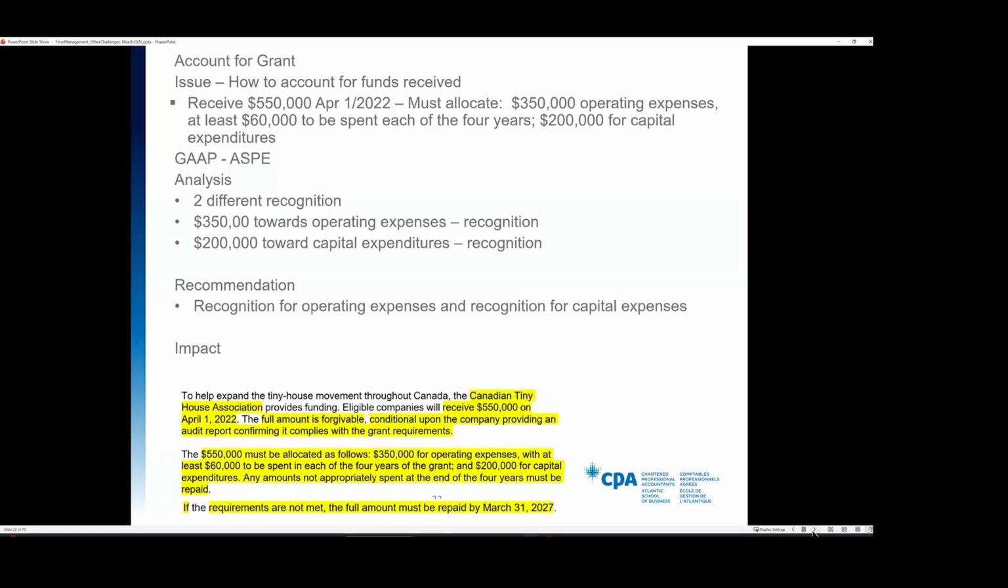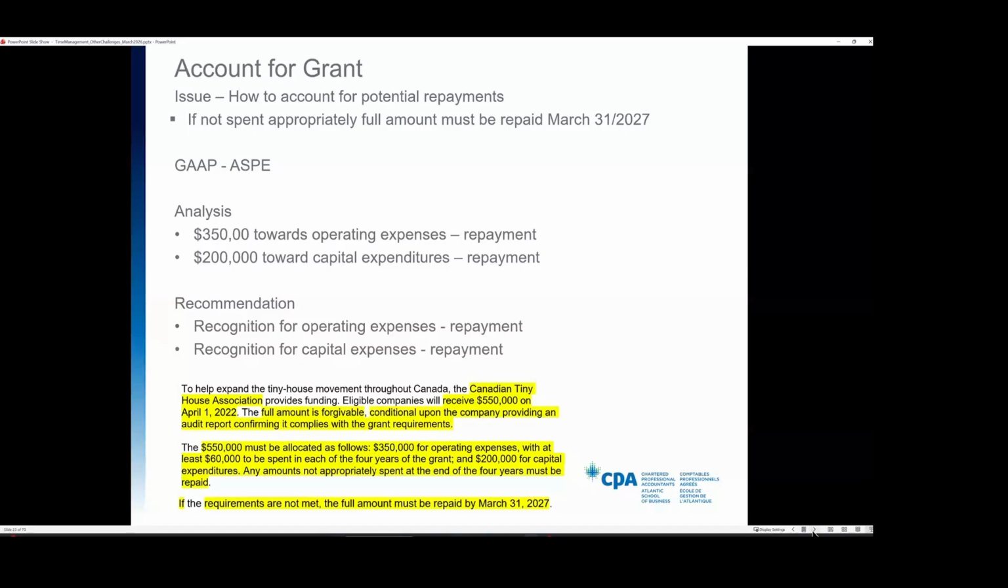So this is becoming very complex. I can't lump all of this together. So how to account for the funds received is going to be one of my financial reporting issues. And the other is going to be how to account for the potential repayments. Because if it's not spent, the full amount must be repaid March 31st.